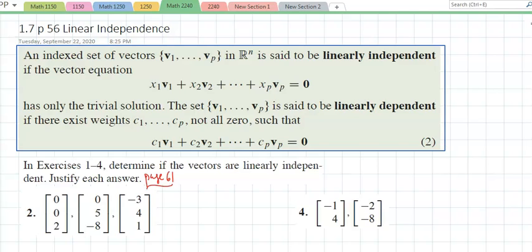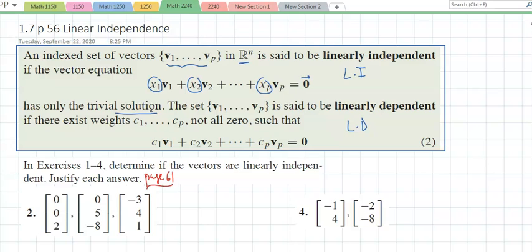Section 1.7 on page 56 talks about linear independence, a big deal. Linear independence or linearly dependent. So, an indexed set of vectors v1 through v sub p belonging to R^n is said to be linearly independent if the equation x1 times v1 plus x2 times v2 all the way to x sub p times v sub p, that's like c1 v1 plus c2 v2, set equal to the zero vector, has only the trivial solution.